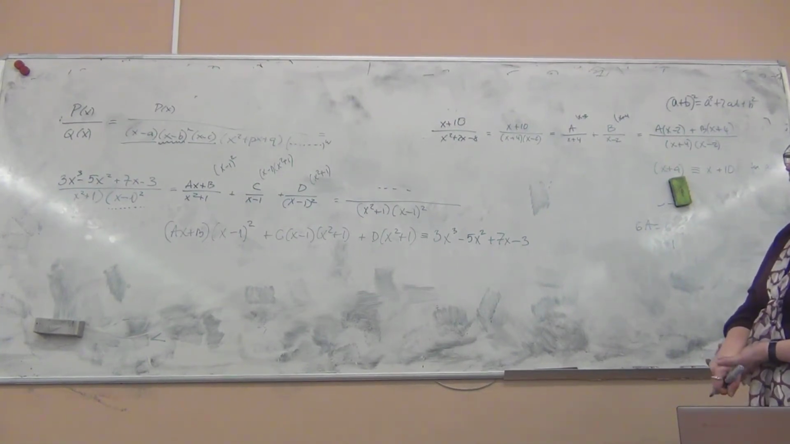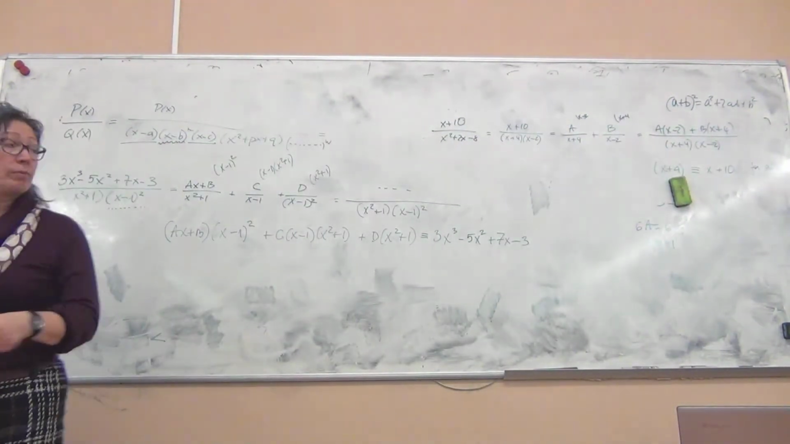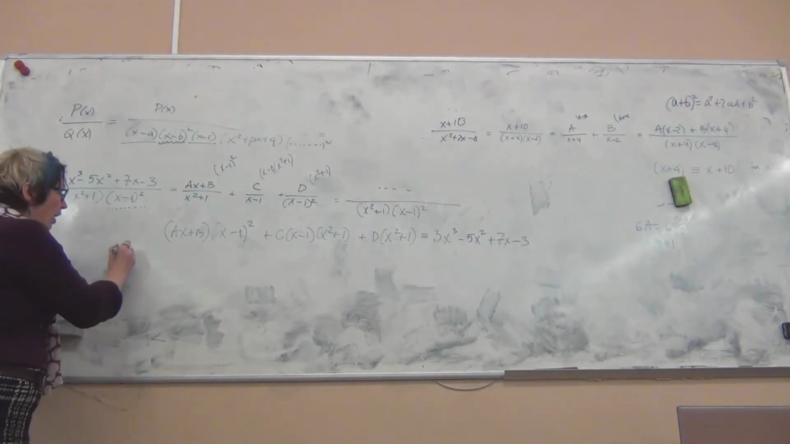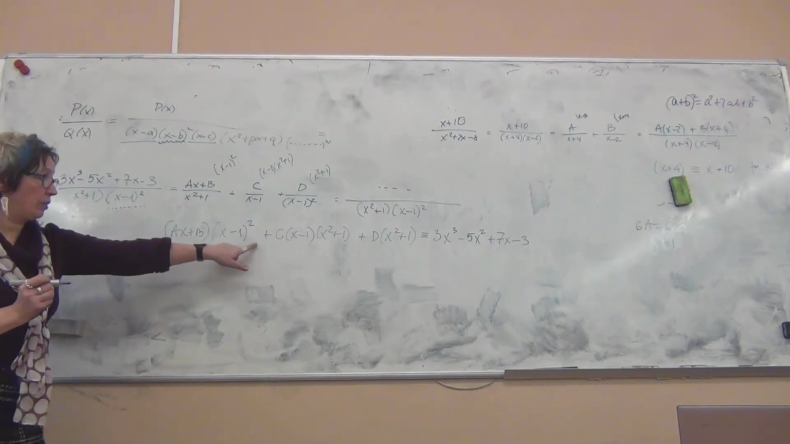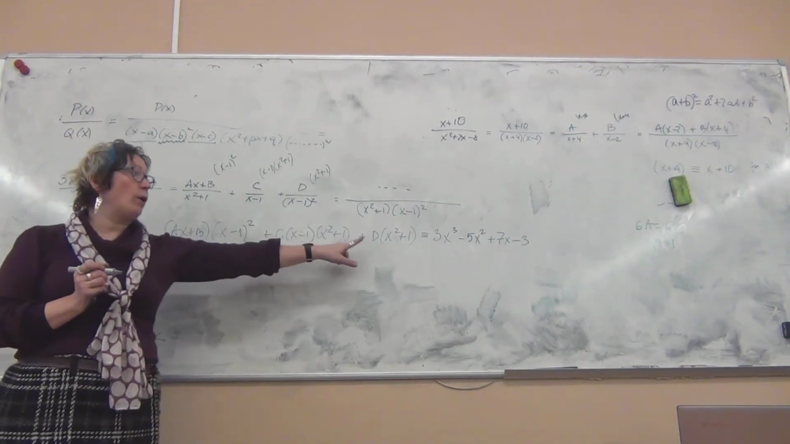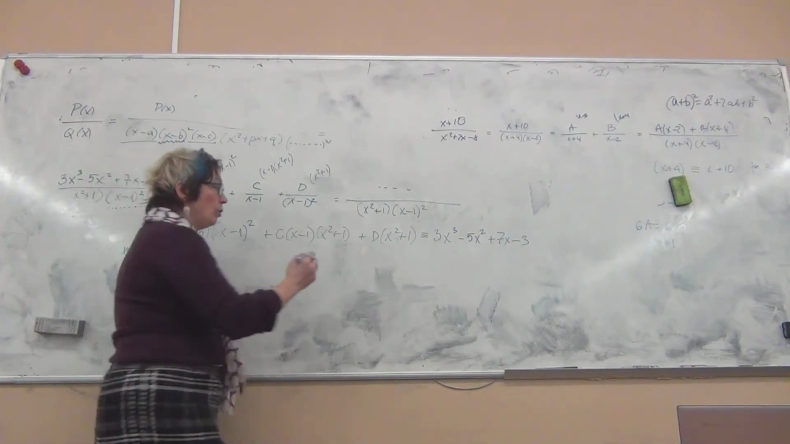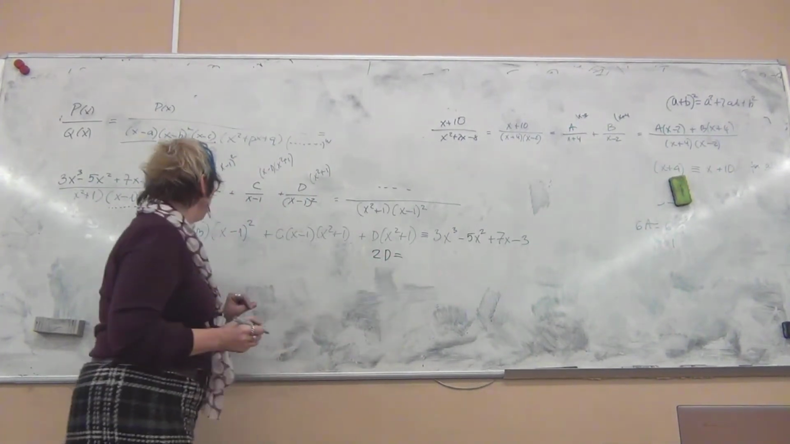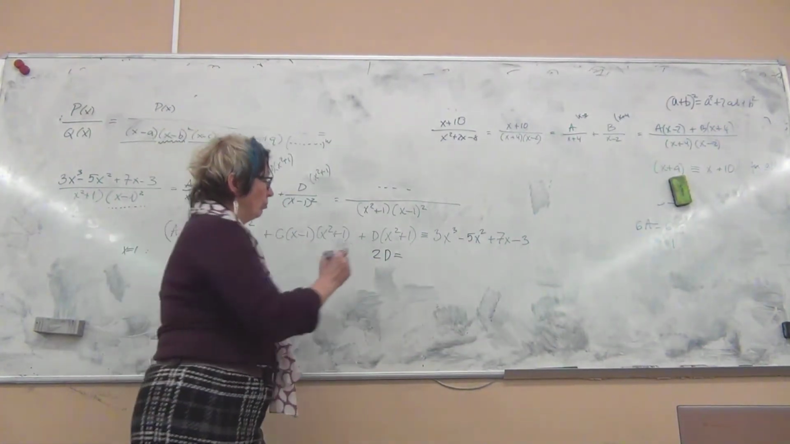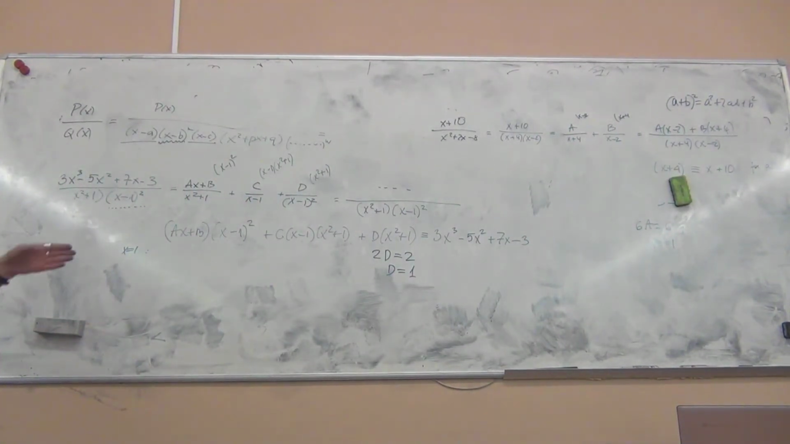For example, if we take x equal to 1, then the first two products will disappear. So this has to be true for all values of x. If I take x equal to 1, then this whole part disappears, this whole part disappears because I have 0 there, and we only have 2d. So 2d equals, if x is 1, 3 minus 5 plus 7 minus 3, which is 2. So d is 1, at least something.